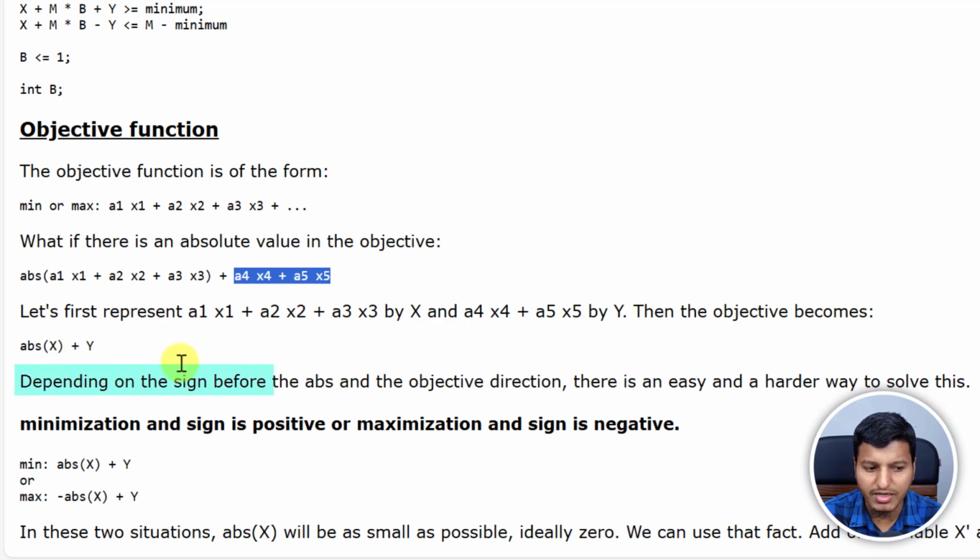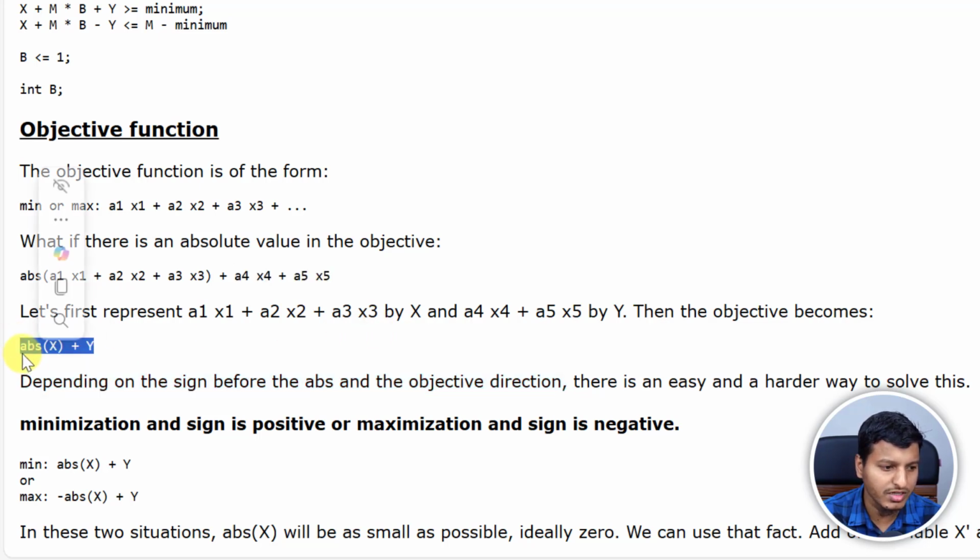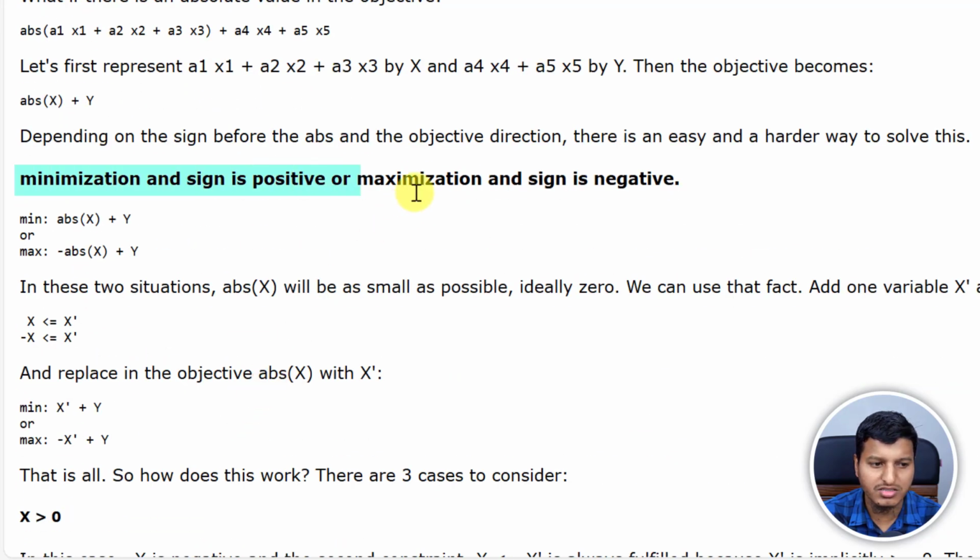So it depends on the sign before the absolute function and the objective direction. The objective direction means whether it's minimization or maximization. And the sign before the absolute function means what sign we have in this particular section. In our case we had absolute x plus absolute y, so both are positive, right? And our objective function was minimization, right? So the case is minimization and sign is positive, or maximization and sign is negative.